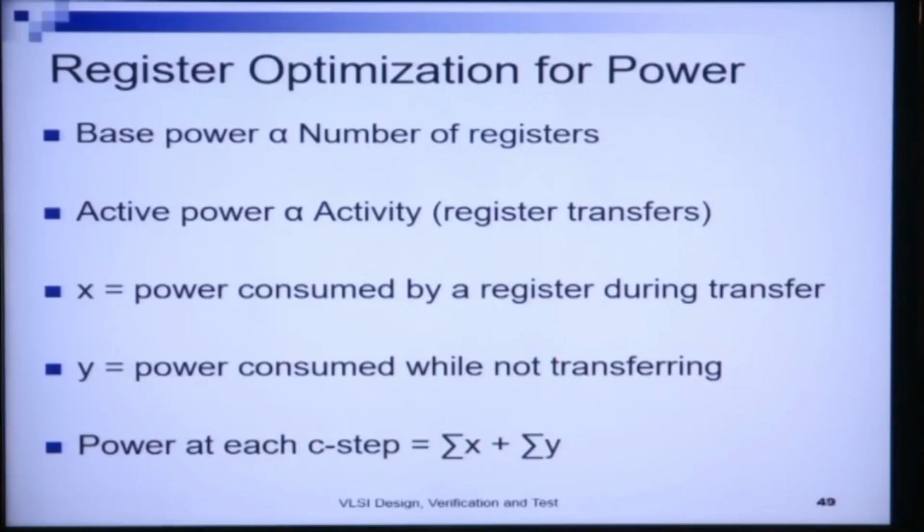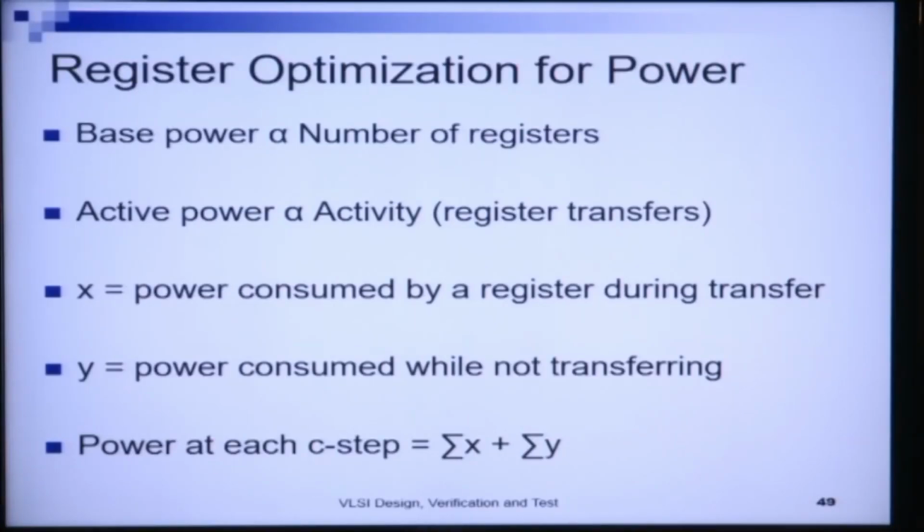Now, we will look at register optimization for power. Base power consumed by the registers is proportional to the number of registers that we have. The active power consumed is proportional to the activity on the registers. What do we mean by activity on the registers? It is the number of different allocations that I have on the registers. That means when the bits within a register flip, active power is consumed, and hence it is proportional to the bit flips.